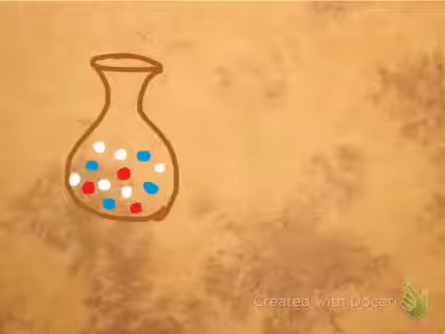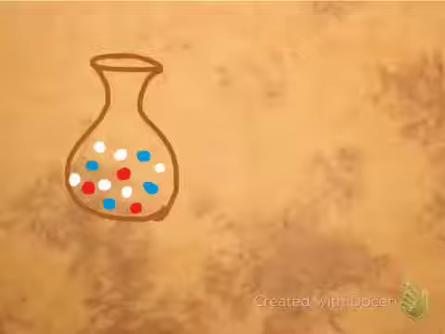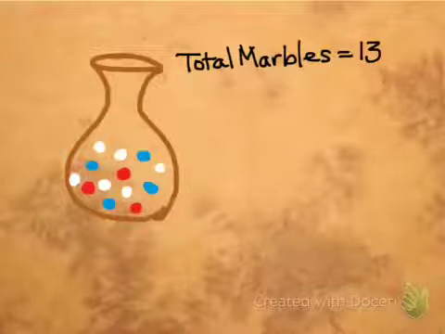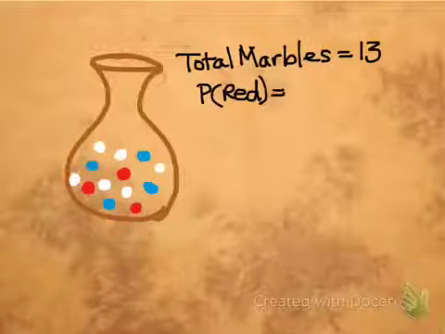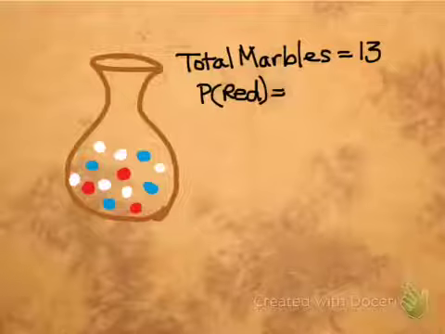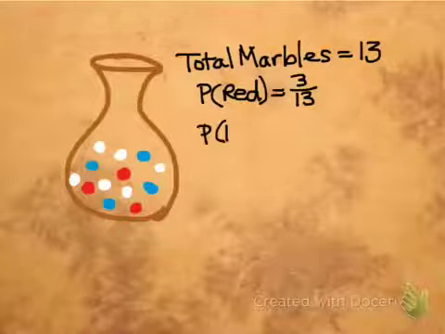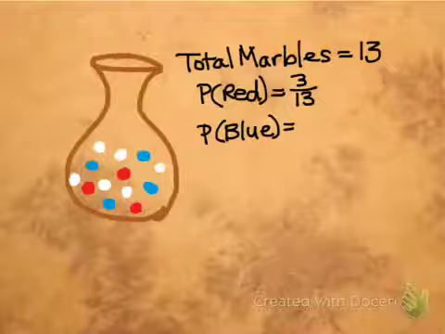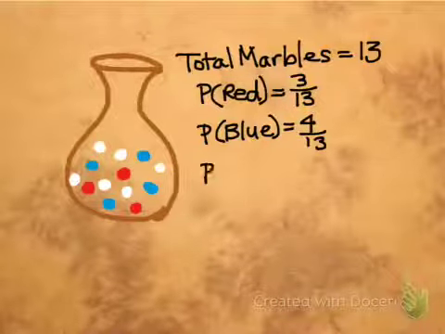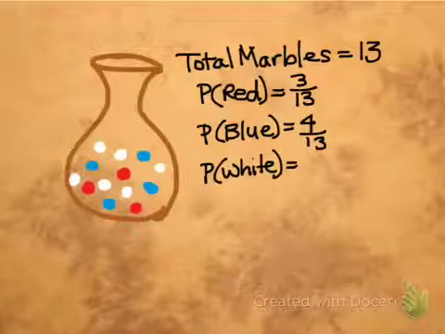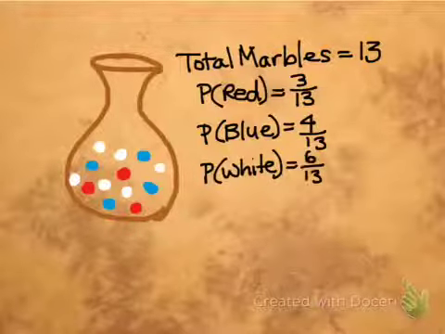Okay, so we're going to start with a problem involving an urn with marbles. The total number of marbles in this scenario is 13. We want to know the probability of getting red marbles. If I put my hand in and draw out one marble, the probability of getting a red marble is 3 out of 13. The probability of getting a blue marble would be 4 out of 13. And the probability of pulling out a white marble would be 6 out of 13.